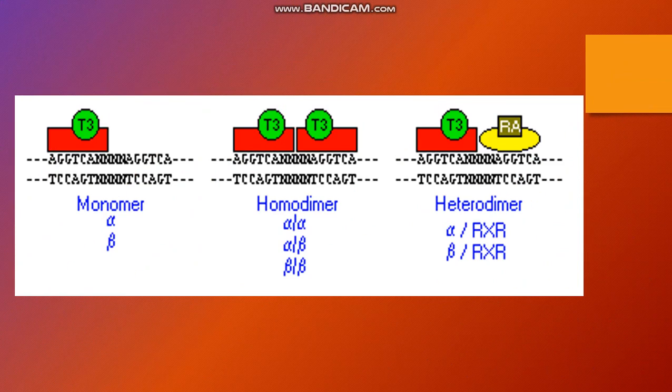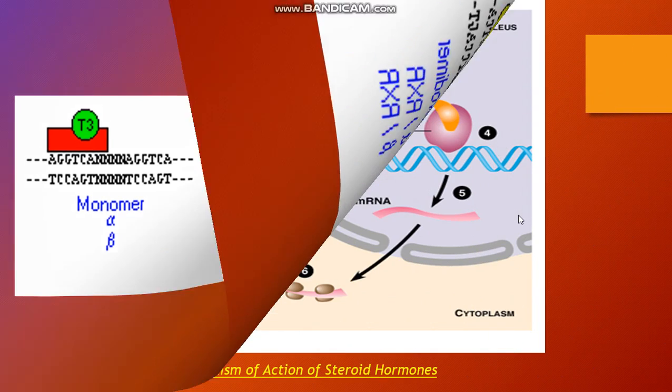You're looking here, T3 attaches to a special sequence, monomer, alpha and beta. T3 and T3, you're looking here as a homodimer, alpha alpha, alpha beta, alpha beta. T3 also forms a heterodimer. So they come and attach to DNA sequences.